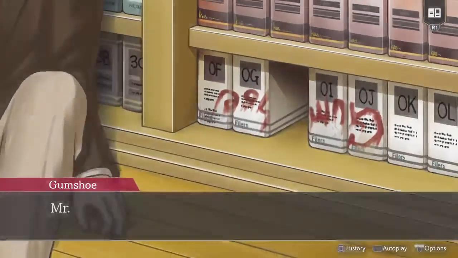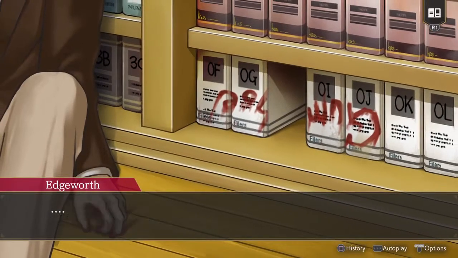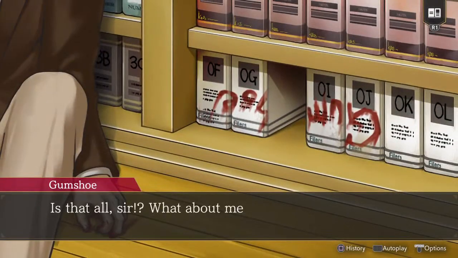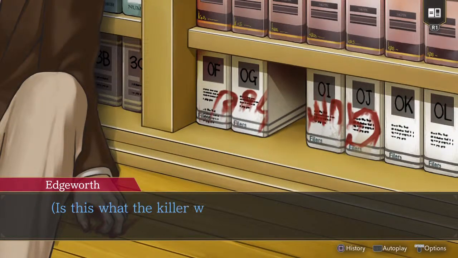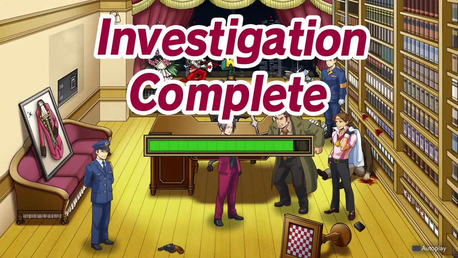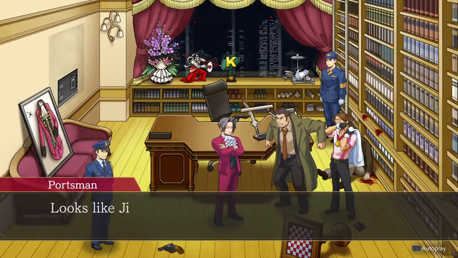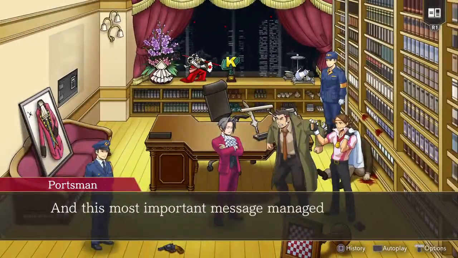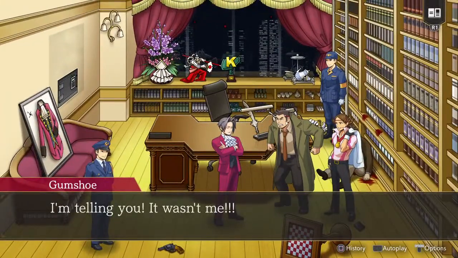No, wait, there's gotta be some mistake. Mr. Andrews, sir, help me. Say something, sir. It appears one of my files was stolen. Is that all, sir? What about me and my situation? This is what the killer was really after? Stolen file was jotted down on my organizer. Looks like Jim was able to leave us the name of his killer in the end. This most important message managed to reach us. I'm telling you, it wasn't me!